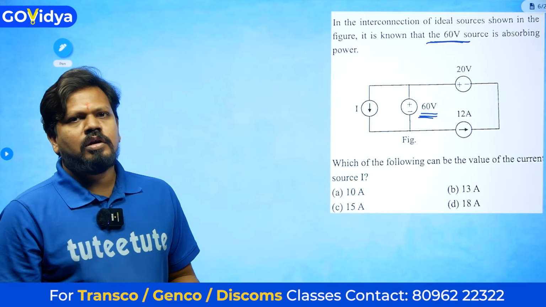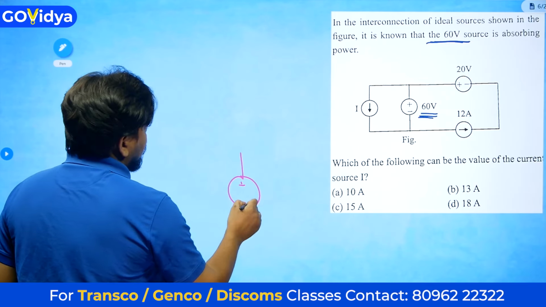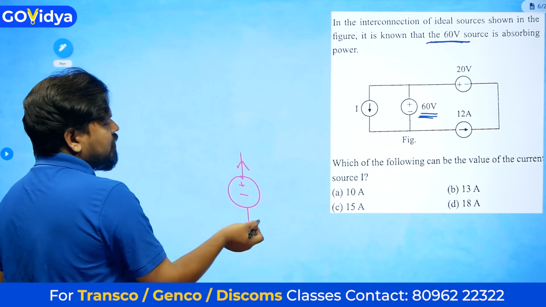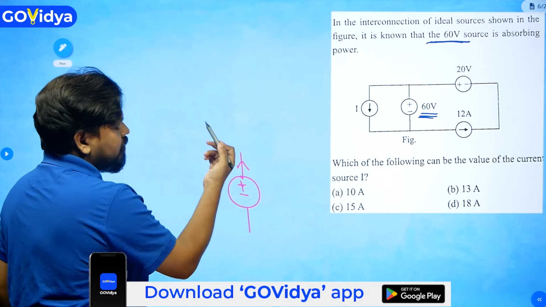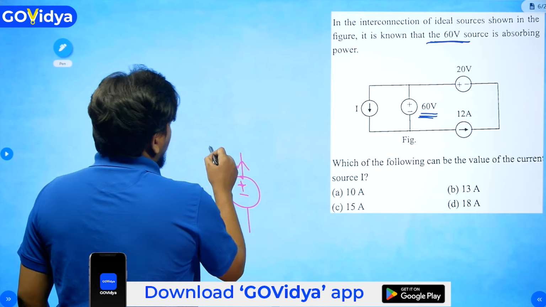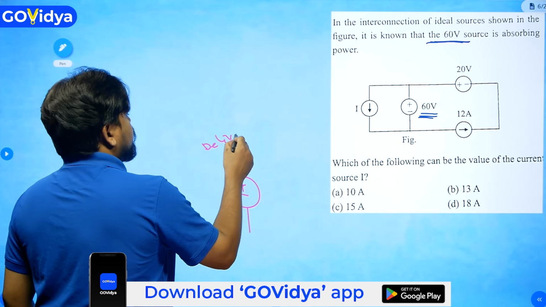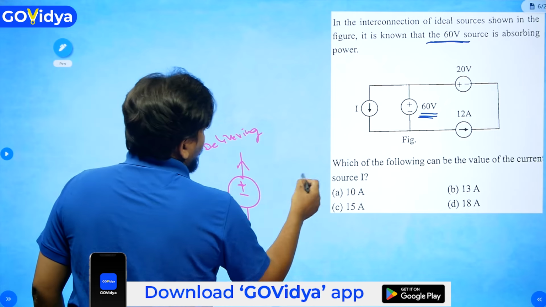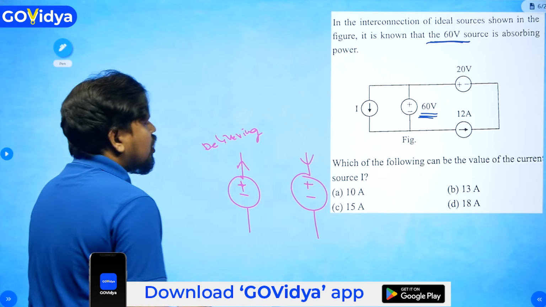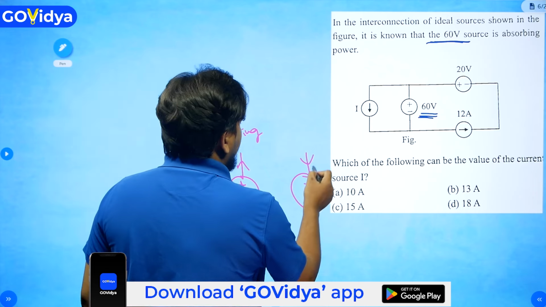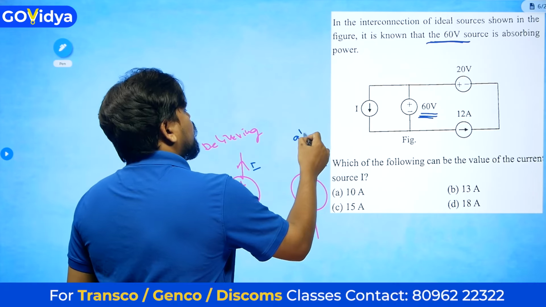Absorbing power means the current direction must be, okay, so whenever a voltage source is giving the power, current direction will be in this direction, like this. From the plus it will be coming out. So this is power delivering. Similarly, whenever a voltage source is taking the power or absorbing the power, that means current direction will be in this. So that means it is absorbing.